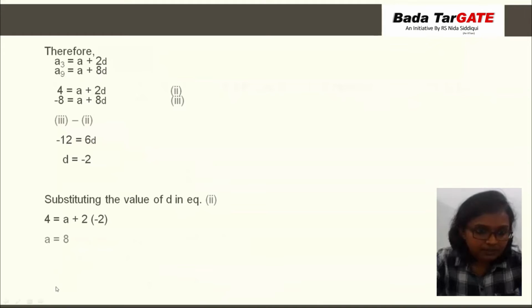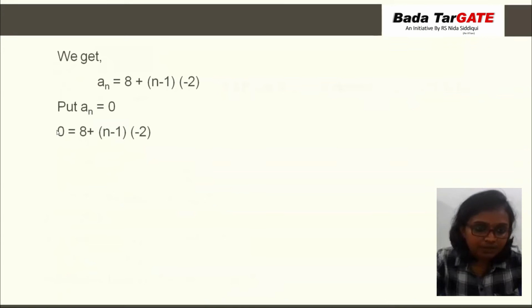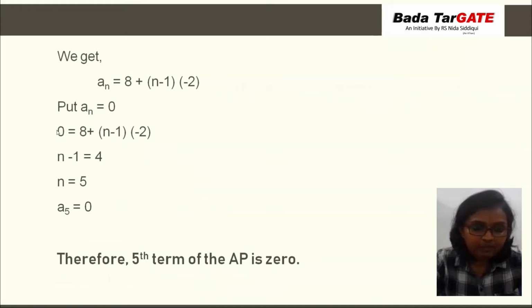So we substitute the value here and we get A is equal to 8. So we substitute the value of A and D in equation 1 and we get An is equal to 8 plus N minus 1 into minus 2. So we put An is equal to 0 and we substitute the value of An in the above equation and we get the value of N, which is 5. So A5 will be 0. Therefore, the fifth term of the AP will be 0.